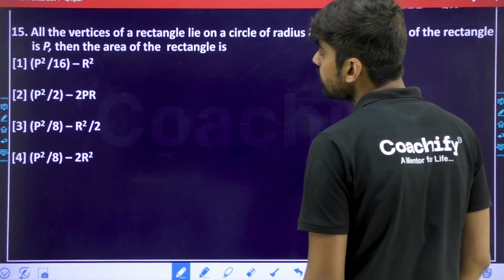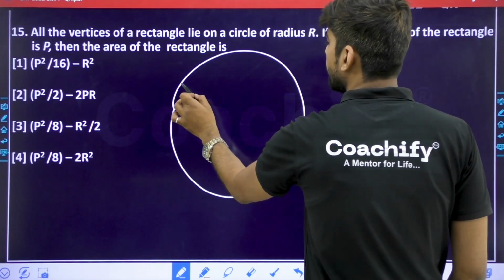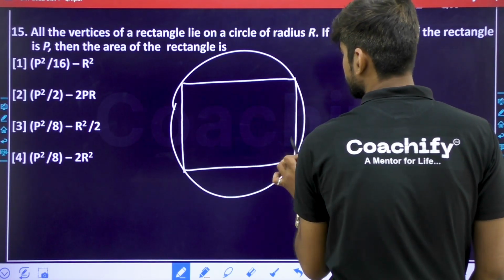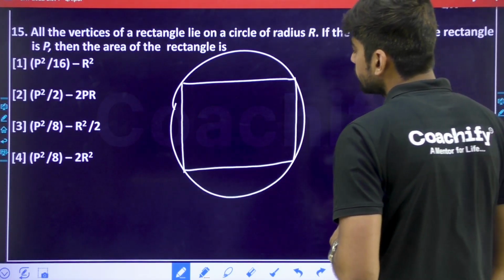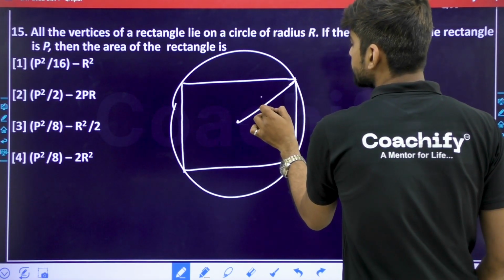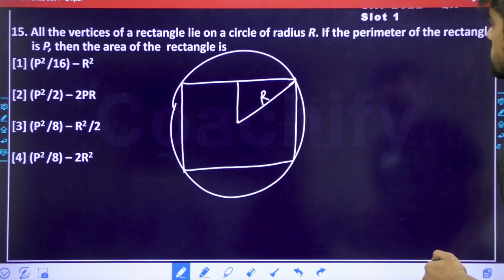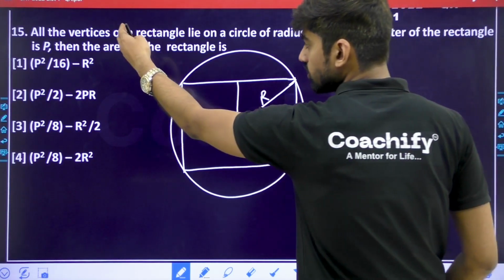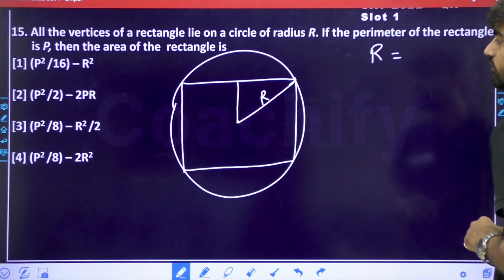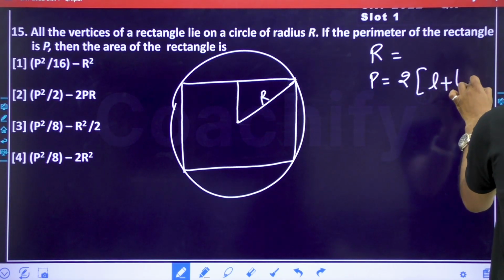Now the question says all the vertices of a rectangle lie on a circle. So let's draw a circle and draw one rectangle here. Fair enough. The radius of the circle is r. That means from the center to this point, the distance is r. Let's draw this. Now, since my answer options are in the form of r and p, I need r. And how can I find my perimeter? Perimeter is nothing but twice the sum of length and breadth.